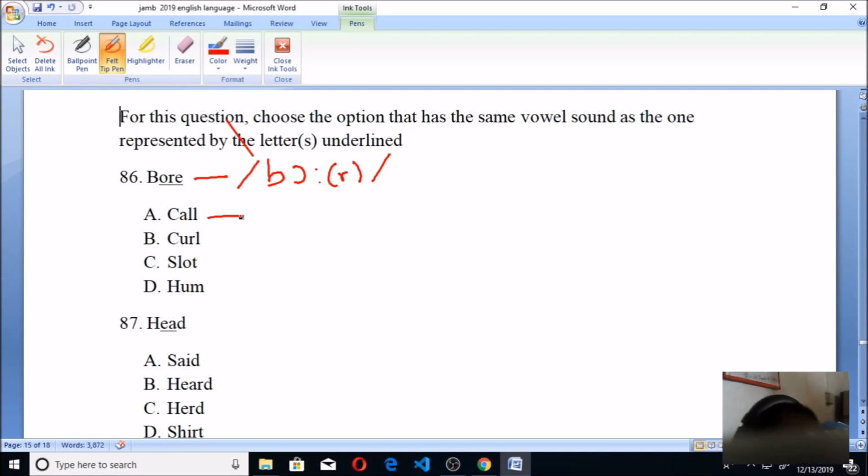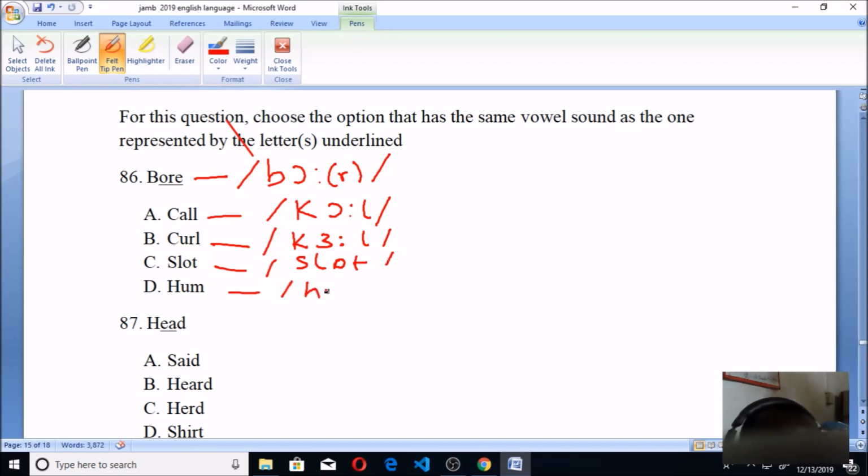So let's look at call. This is the oral transcription for call. So we can already see the similarities. Now let's look at the word curl. This is the oral transcription for car. And let's look at the word slot. And this is the oral transcription for the word slot. And finally, let's look at the word ham, and this is the oral transcription.